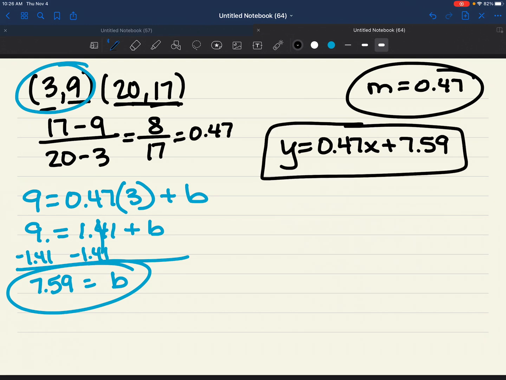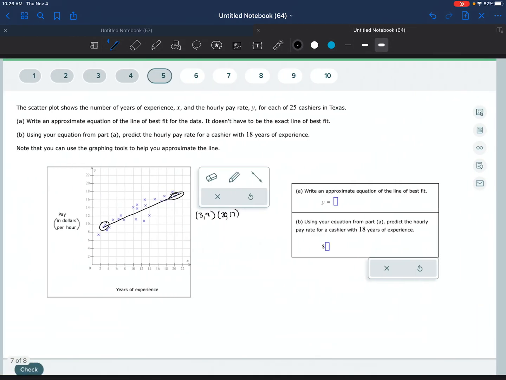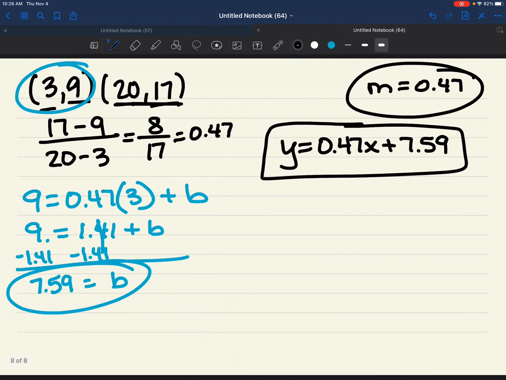Okay. Now, I'm not going to go over the last part because I think you can do it. I'm going to look and see what number it says. It says, predict the hourly pay for somebody that has 18 years of experience. What would you do with the number 18? Plug it in for X. Yeah, plug it in for X and solve. You guys are capable of doing that, so I'm going to give you time to do that instead of going over it. But how do we feel about this today?